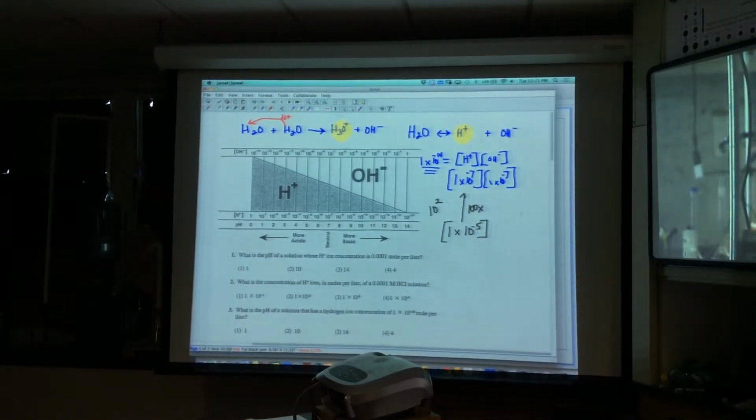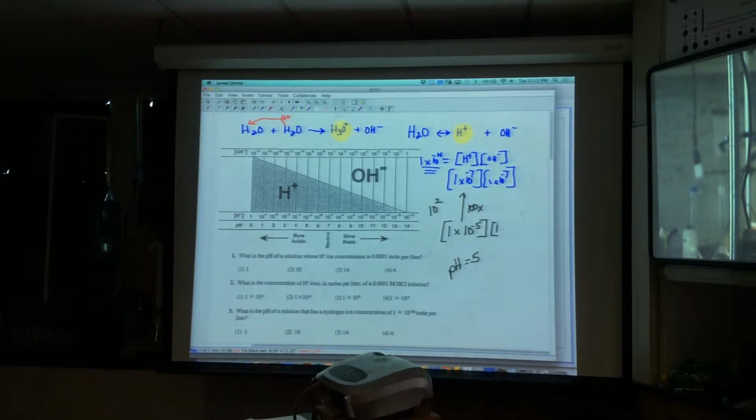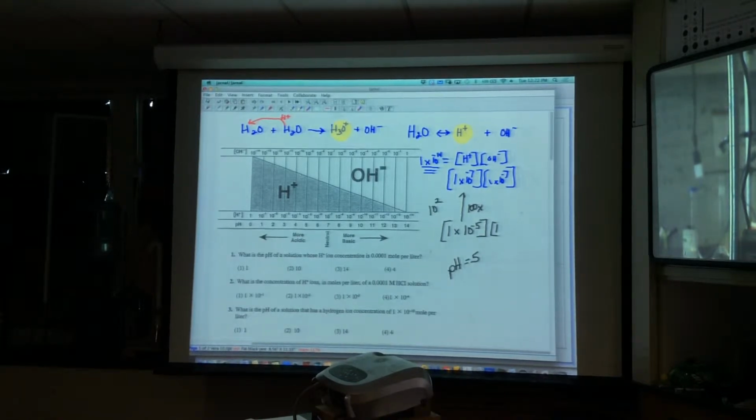What's the pH now? What's the positive value of the negative exponent? 5. What's the hydroxide concentration? 5 plus what is 14? 1 times 10 to the negative 9. It's that simple. It always equals 10 to the negative 14.